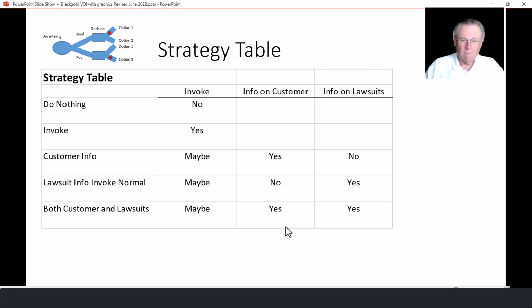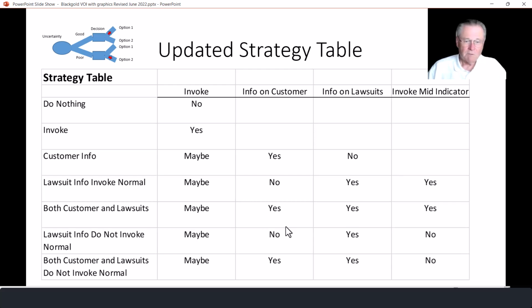the total frame that I could be considering. Remember earlier on, I said, if it was a normal judgment against us, we would invoke. But what if we didn't invoke? So I expanded the strategy table to include those 2 cases. I added over here, invoke the mid indicator, that nominal indicator. So with the lawsuits, yes, we're going to get the lawsuit information, but we're not going to invoke with the mid indicator. And certainly if I do both of them, I will not invoke with the mid indicator. So this gives us 7 different alternatives, different strategies to evaluate in this particular evaluation.